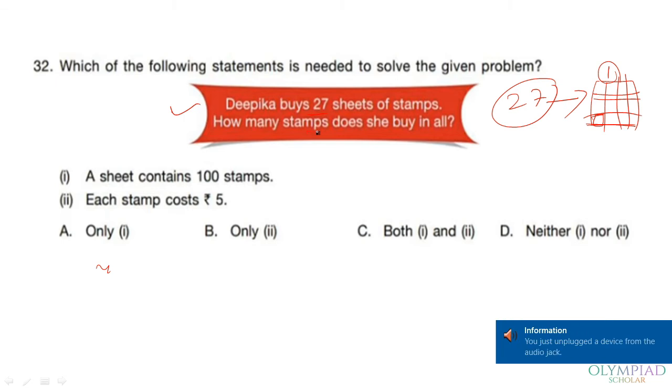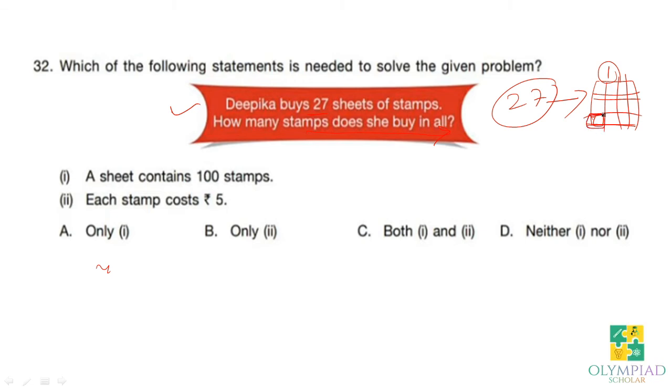Okay, so how many stamps does she buy in all? So to find the total number of these small stamps, what will you require? How many stamps are there in a particular sheet, so that we can multiply it by 27 to get the total answer.